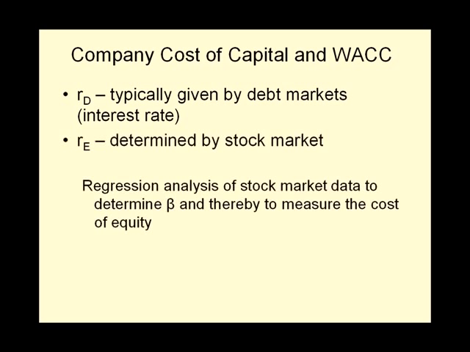The cost of equity is determined by the stock market. What's typically done is to perform regression analysis on stock market data to determine the beta for a particular firm and thereby to measure the cost of equity. The return on equity is given as the risk-free rate plus the beta on equity times the market risk premium. So the regression analysis puts in data that shows the market risk premium, includes the risk-free rate, and has historical information on the return on equity that the firm has paid. And then the estimate that comes out is just a slope coefficient, beta, for equity.